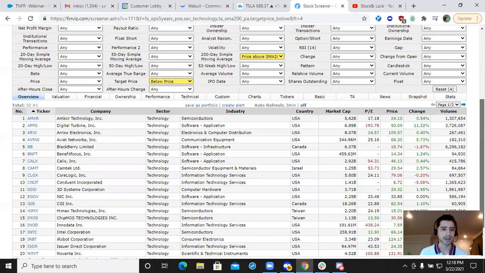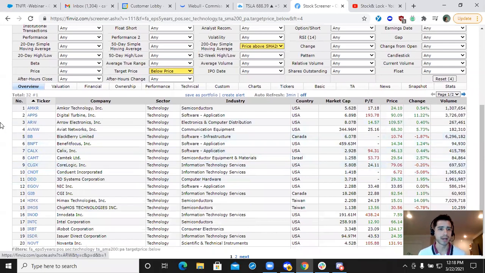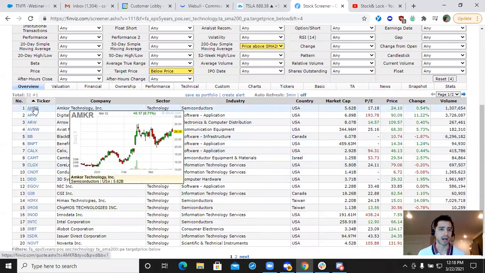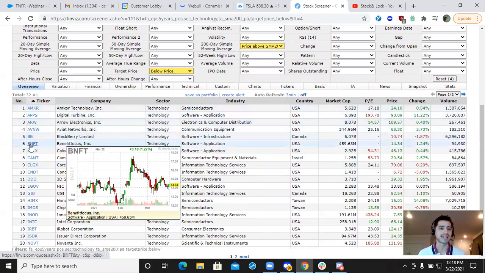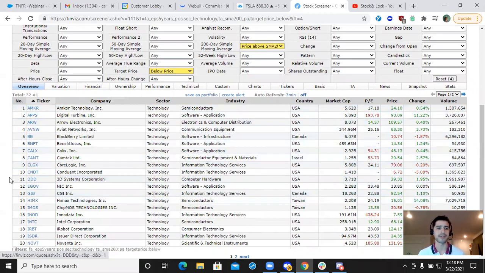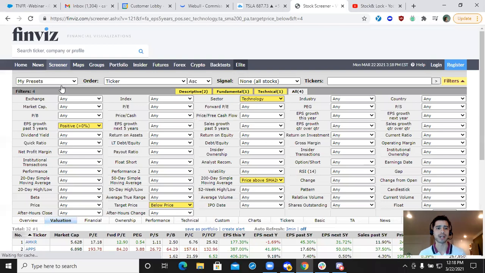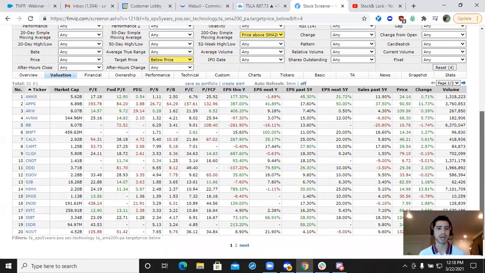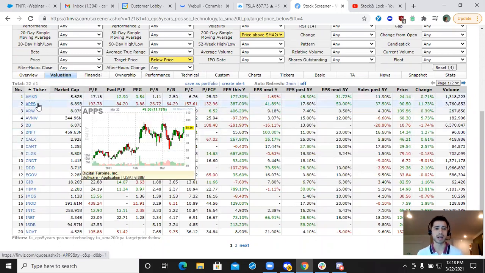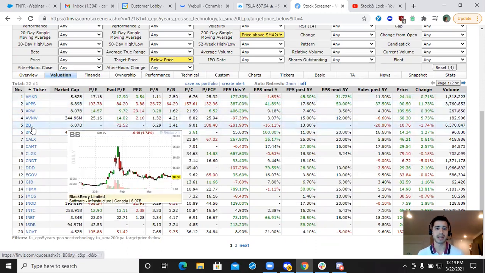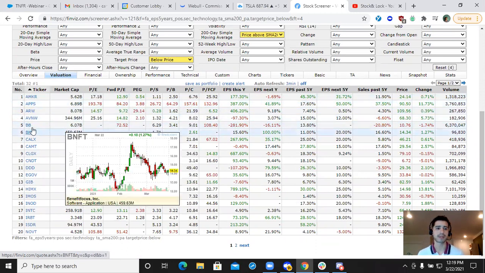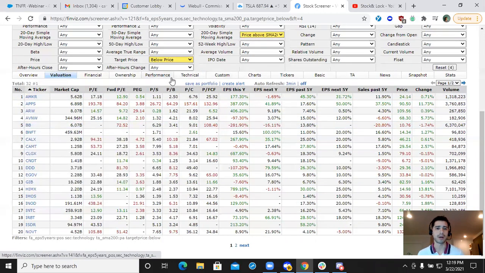So we can scroll down here and take a look at a couple of these, okay? If you just hover over it, you can see the charts here. To do a deeper dive though, and compare these further, we want to hit valuation, scroll down, and now we can see price change. We could see total volume. This looks like a good one. APPS, high volume, BB, high volume, BlackBerry. So let's take a look at BlackBerry.